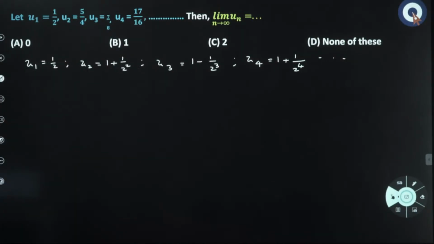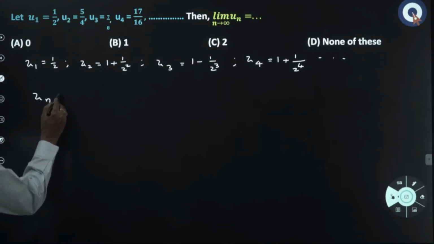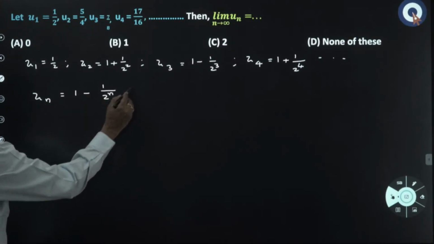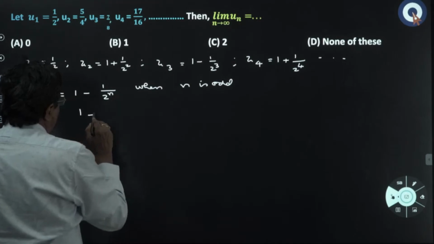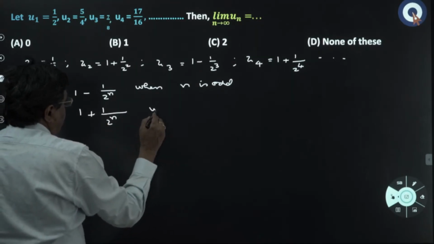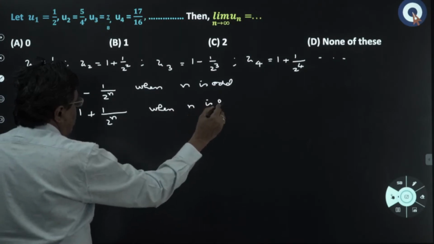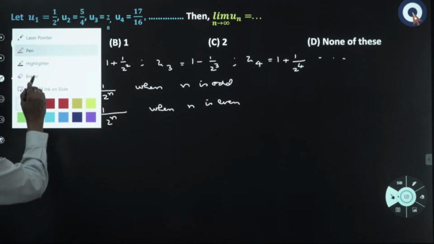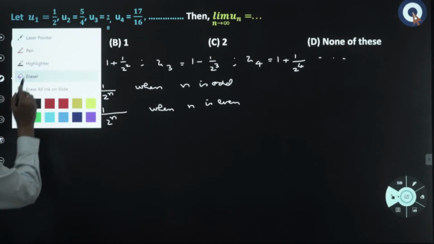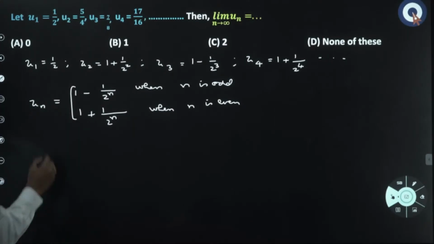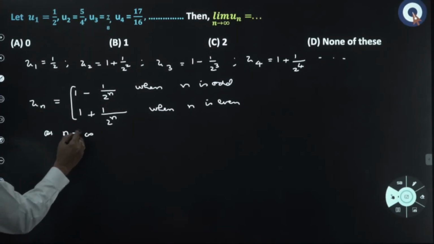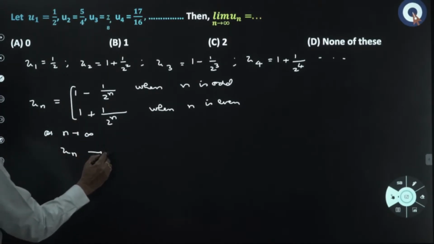it can be defined as 1 minus 1 by 2 power n if n is odd. Un can be defined as 1 minus 1 by 2 power n when n is odd, and 1 plus 1 by 2 power n when n is even. This is how you can define Un. Right. So, as n tends to infinity, it goes to 1. So, the answer is just 1.